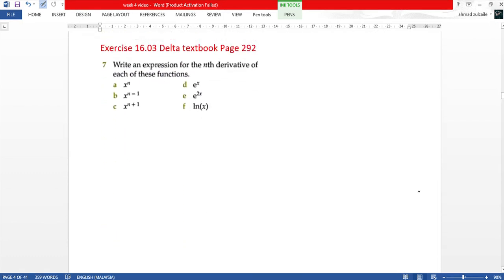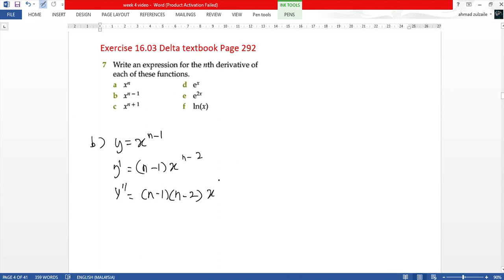Okay, B. y equal to x to the power n minus 1. y prime equal to n minus 1, x to the power n minus 2. Why do we have minus 2? Because n minus 1 minus 1, therefore you have minus 2. Moving on, you have y double prime: n minus 1 multiply n minus 2. Where does n minus 2 come from? You bring down the power, remember? And then n minus 2 minus 1 is n minus 3.